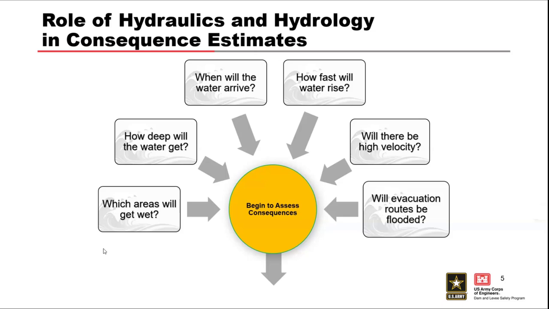And once it gets there, is it going to rise really quickly, or is it going to rise slowly, where you can even react during the flood as the water's coming up? And if it shows up, is it going to be backwater, shallow water flooding, or is there going to be velocity that's ripping through and causing consequences on its own? And if you are evacuating, you're interested in whether the evacuation routes are going to be flooded. So all those things, we can source that information and think about that before we get started with the consequence assessment, and that's where the hydraulics comes from.